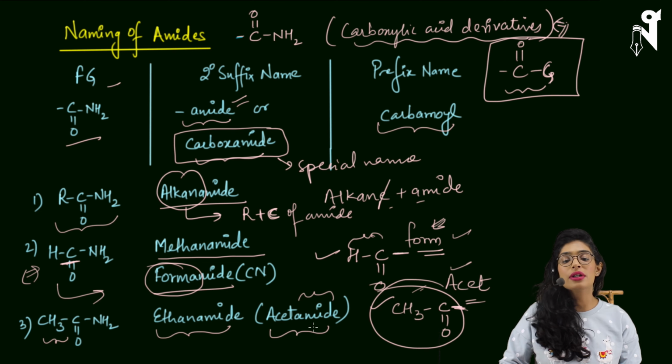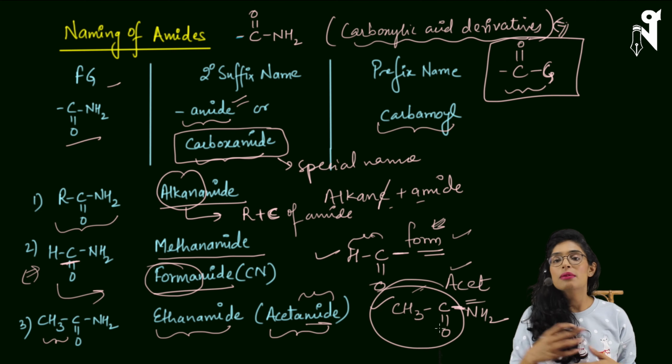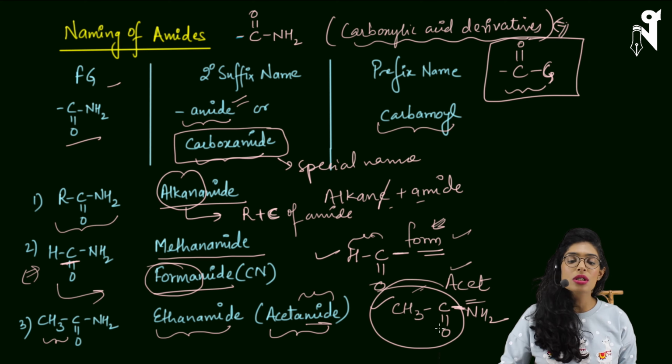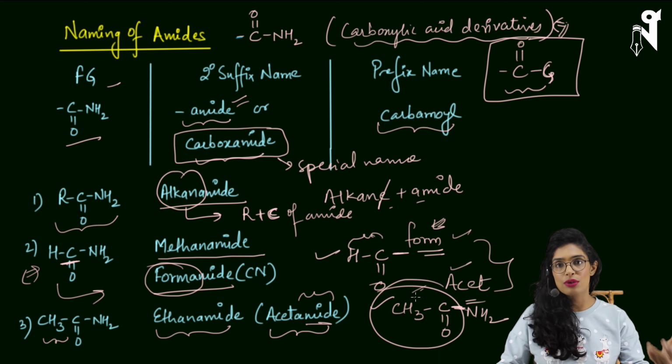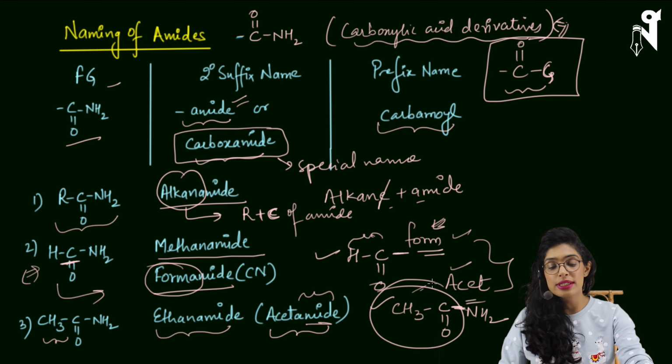So if it is amide written, that means NH2 is there. Correct. And if there is something else written, then that will be the group. We will be discussing form and acet in detail in the next few slides. Okay. Let's see a few more examples.